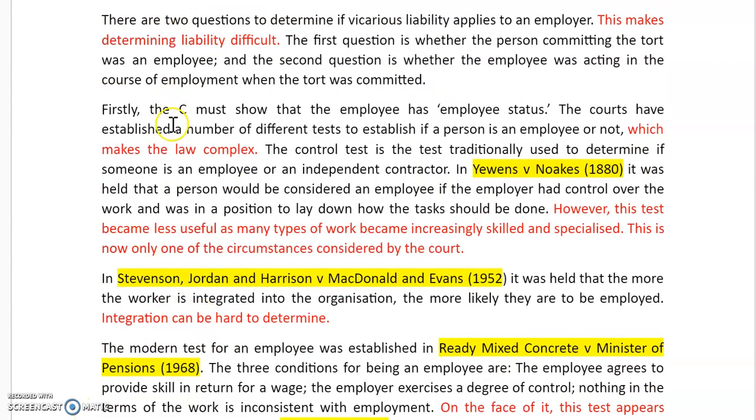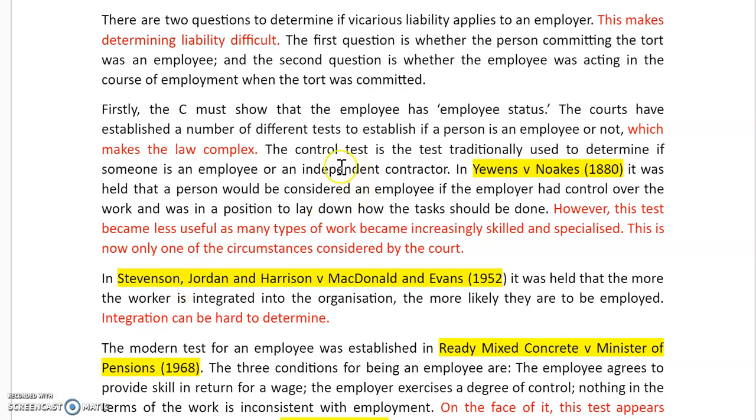So firstly, our claimant, that's what C stands for, must show that the employee has employee status. And the courts have developed a number of tests to establish this. And of course, as soon as you've got a number of different tests, that's going to make the law complex. So there's another little criticism we could make. And I'm going to go through and outline these tests.